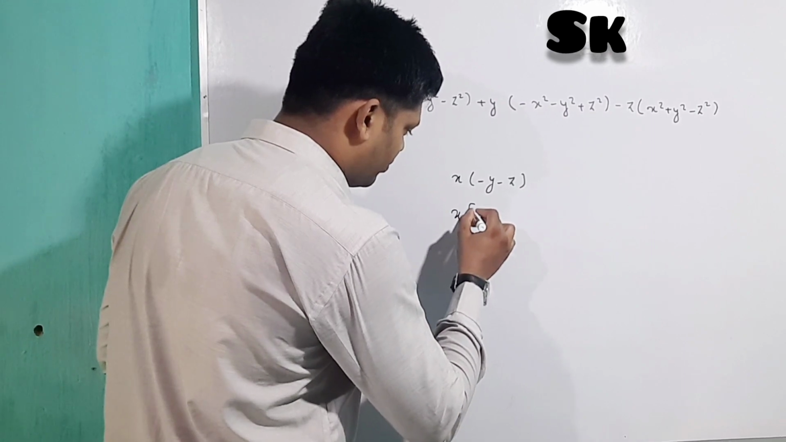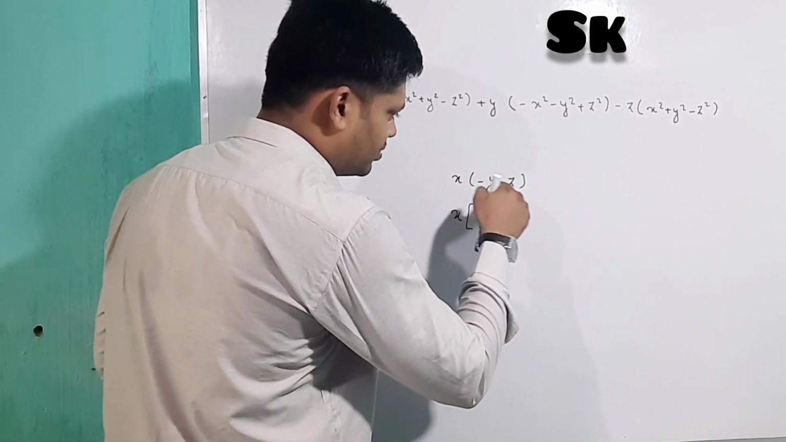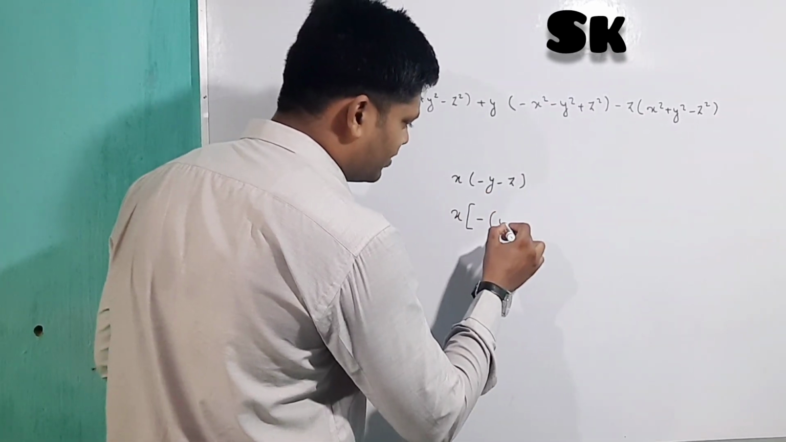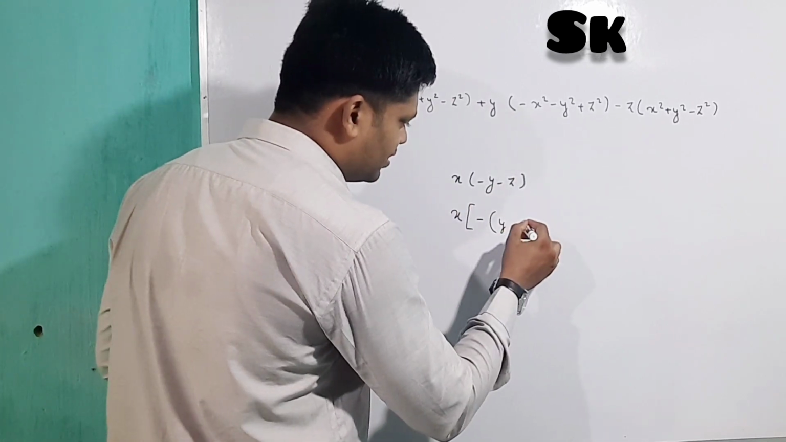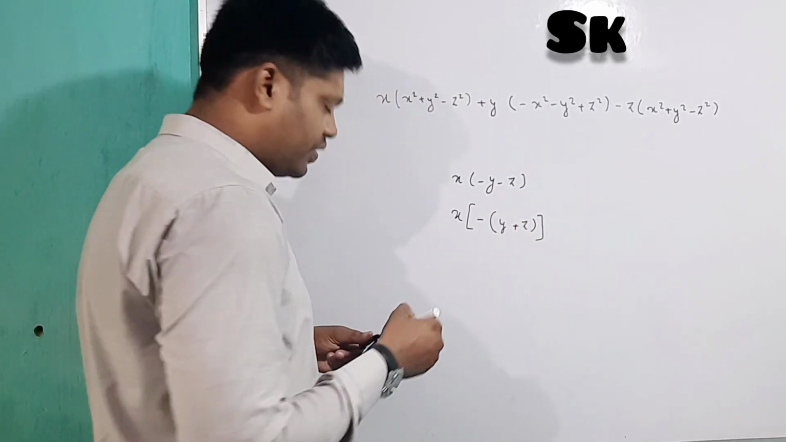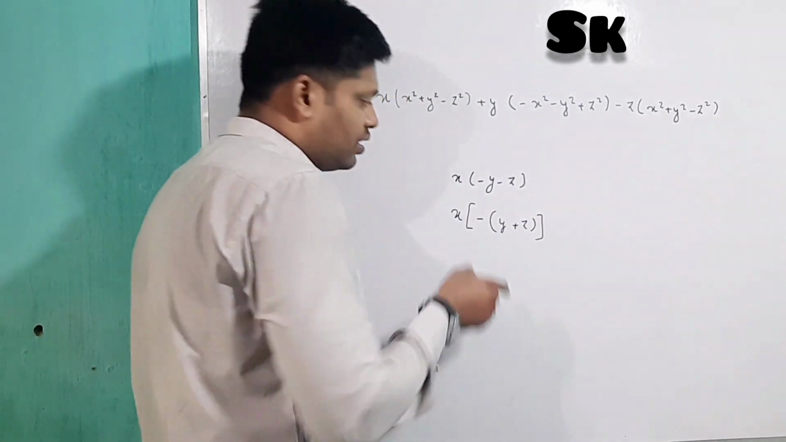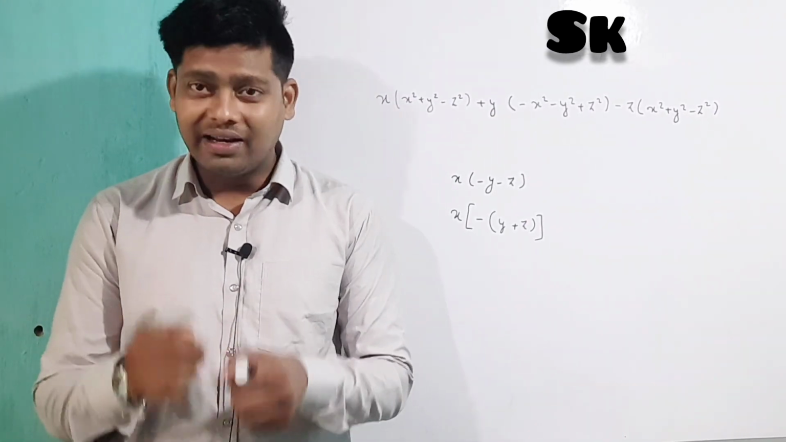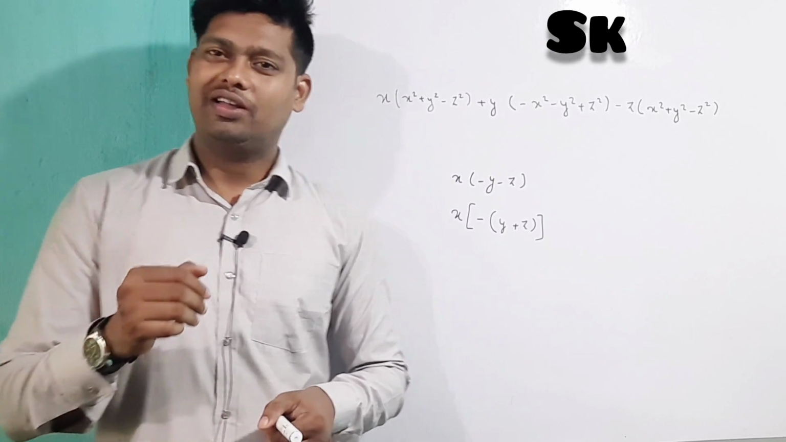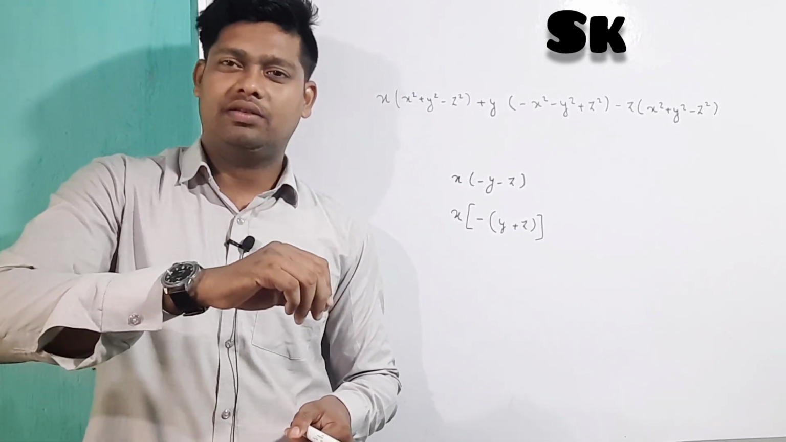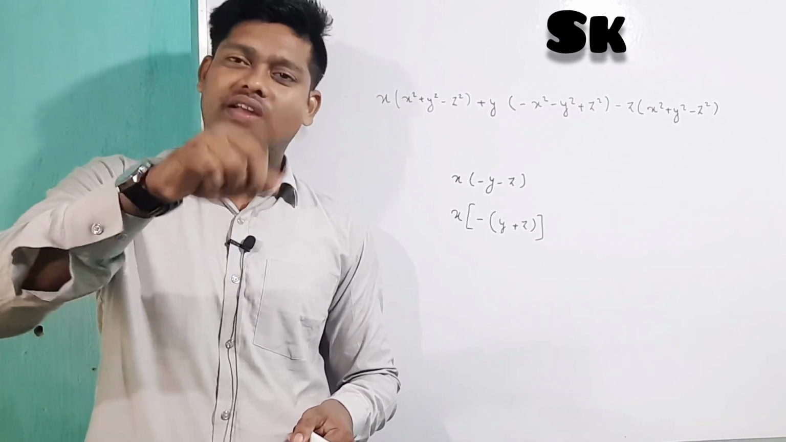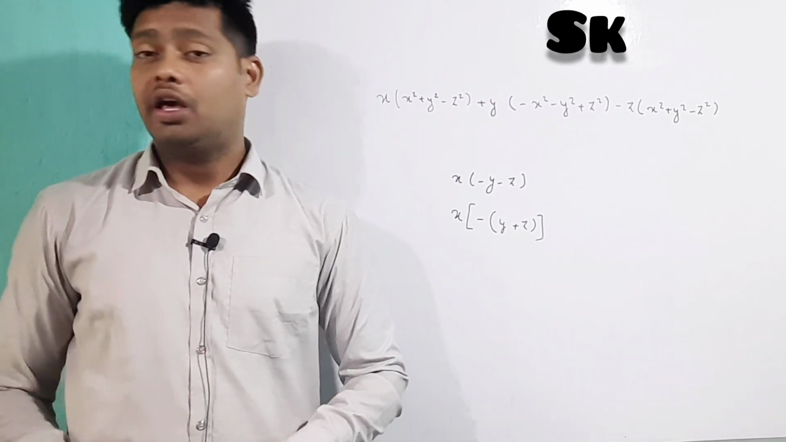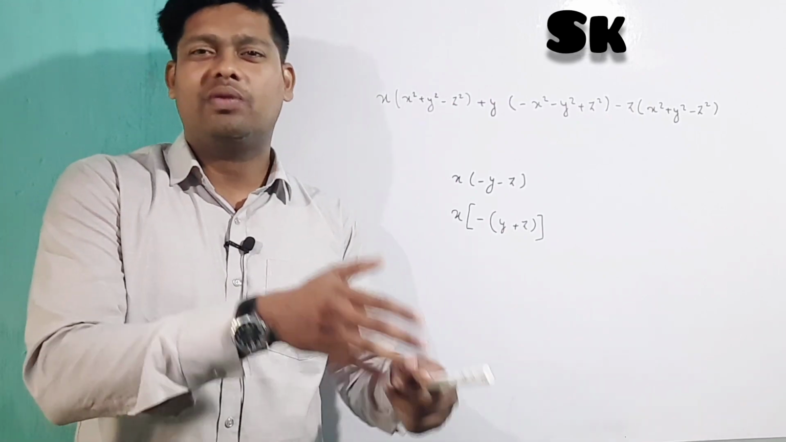x I have taken, opening the bracket. Now in both cases, what is common? Minus is common, so I have taken minus. If I take minus out of this, what is left? y is left, and here plus z is left. How did it become plus? Very important: whenever I take minus out of the bracket, all the signs which are plus convert into minus inside the bracket, and whatever minus is there becomes plus.